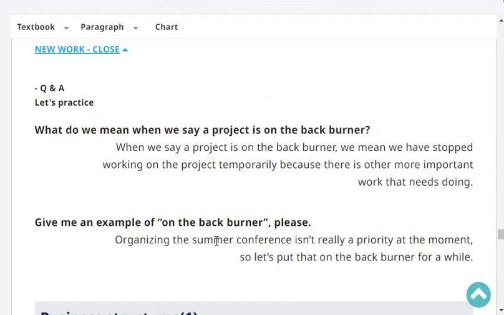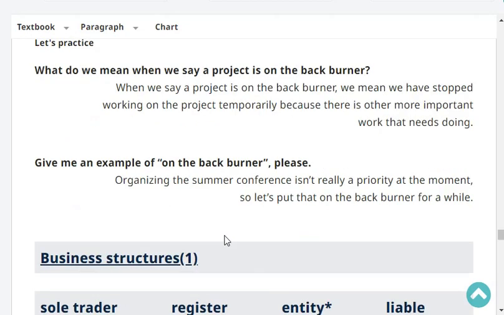Okay, let's practice. What do we mean when we say a project is on the back burner? When we say a project is on the back burner, we mean we have stopped working on the project temporarily because there is other more important work that needs doing. Very good. Give me an example of on the back burner, please.